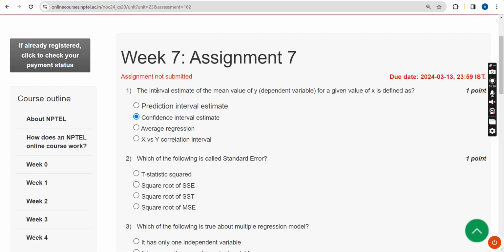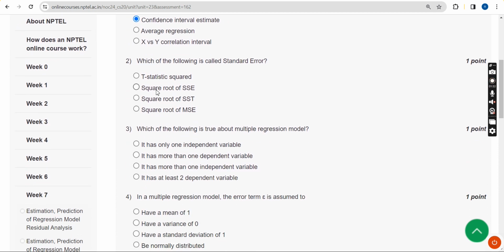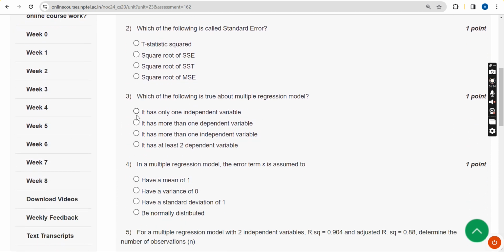Now moving on to the second one, which of the following is called standard error? So for the second question, it is the fourth option, square root of MSE.